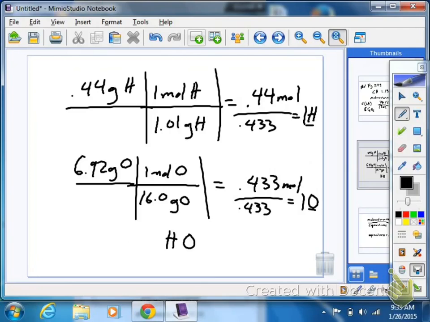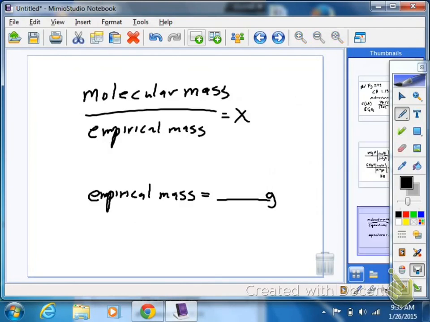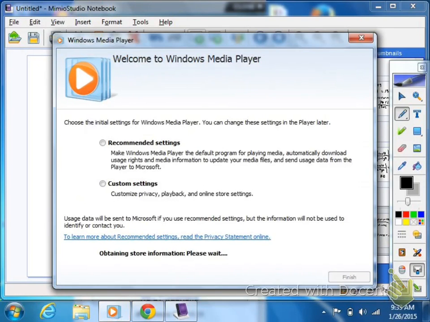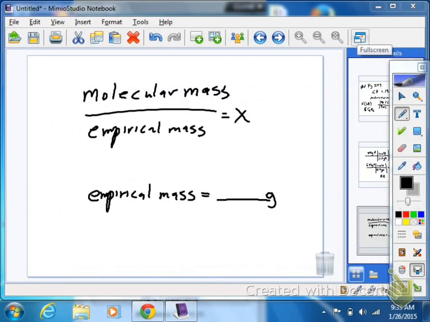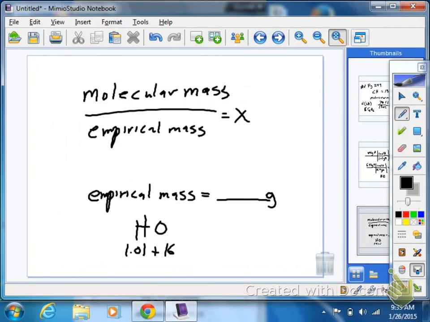So now that we've done that step, we are at the point of what we did today for practice. We would take the molecular mass divided by the empirical mass. So HO is our empirical formula. And so it would be 1.01 plus 16, which gives us 17.01.